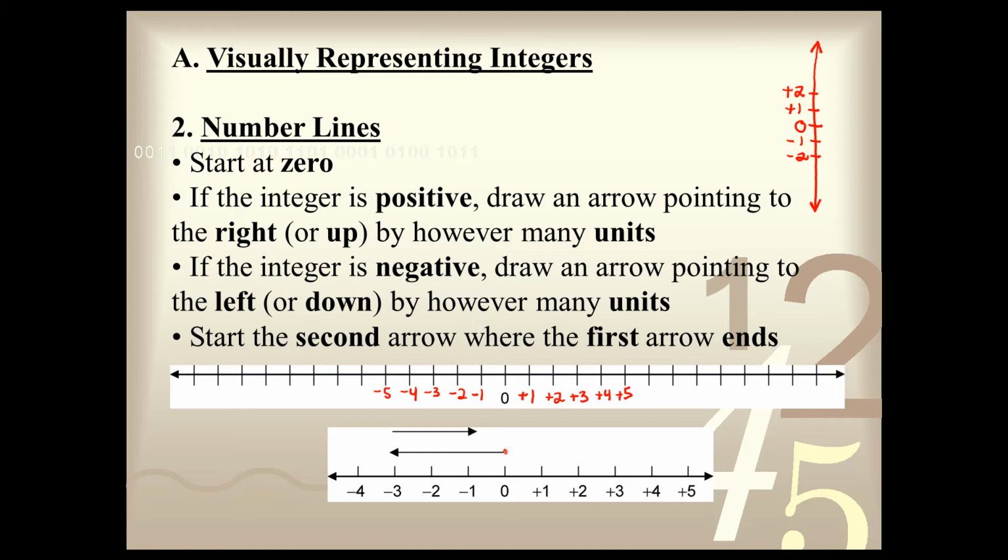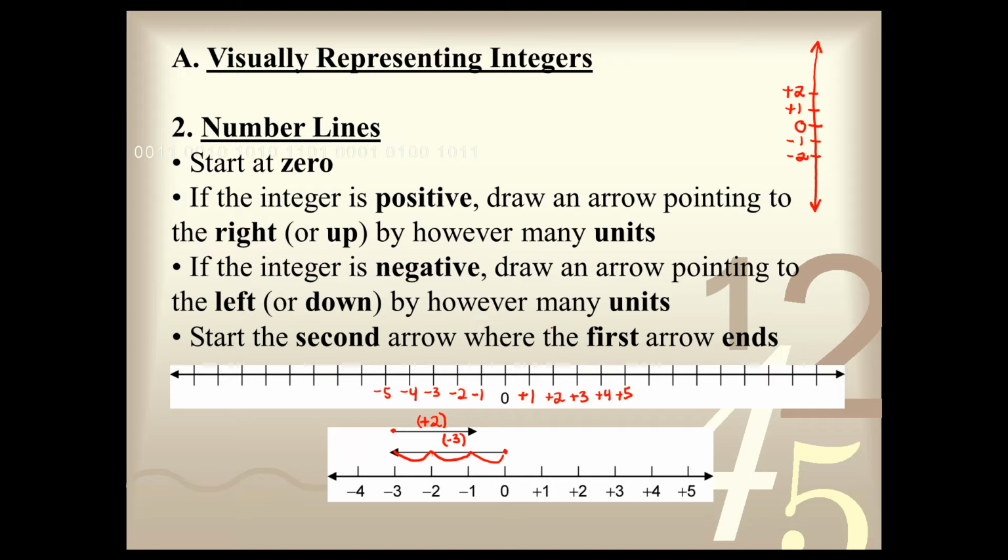If I look at this arrow, it goes 1, 2, 3 spots towards the left. So this integer would be represented by -3. And again, when we write integers, we like to put them in brackets. Now, the second integer starts where the first integer ends. The arrow goes 2 units towards the right. Right is positive, so I could represent this arrow with the integer +2.